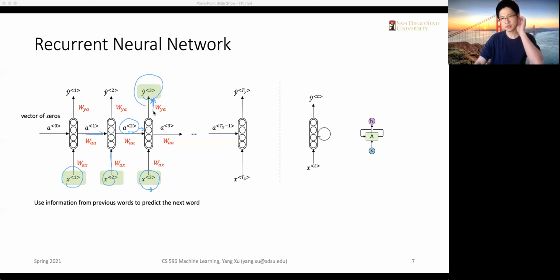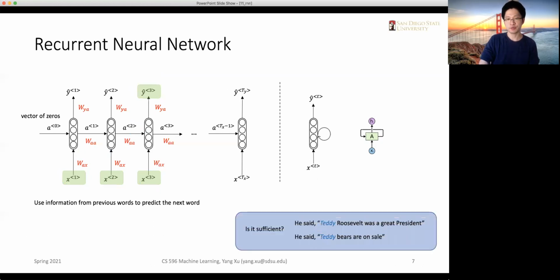So this is an important mechanism, and this is quite useful for modeling language tasks, because we want to use the previous words to predict the next word. That is just a natural way of predicting language. So we can see that this is the core mechanism that makes it successful in language prediction.